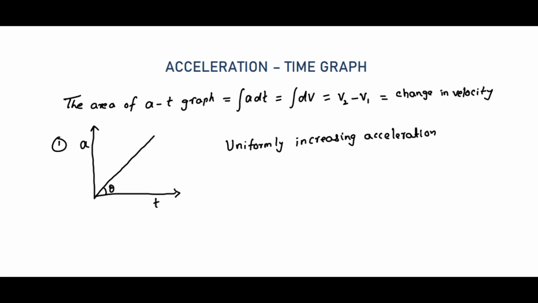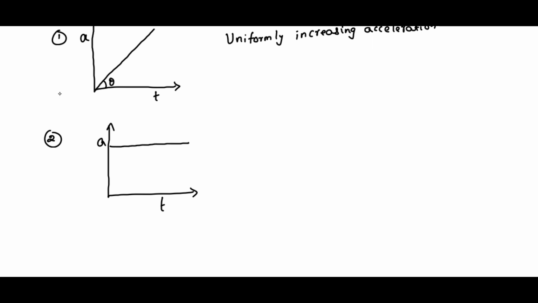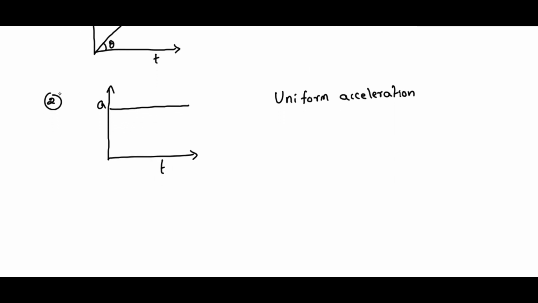And one more graph. If the graph is a straight line but parallel to the time axis, that means a is independent of time. So the body is moving with uniform acceleration, or constant acceleration.